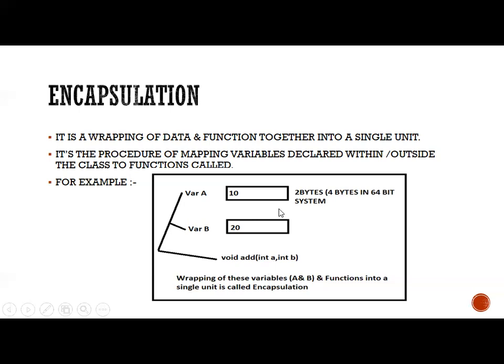Okay, so wrapping both together. Wrapping means binding. Making those variables and the values within them available with this particular function. It is the procedure of mapping variables declared within or outside the class to the function. It means that making the variables outside the class and the content of the class available to the functions is called encapsulation.